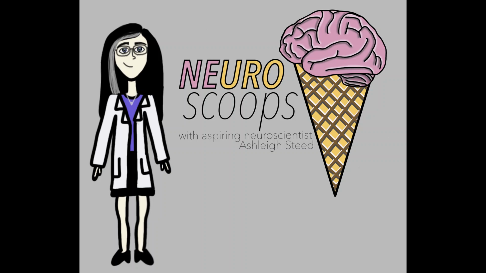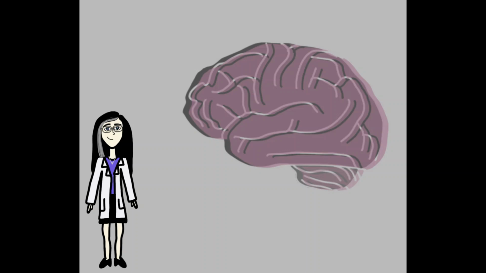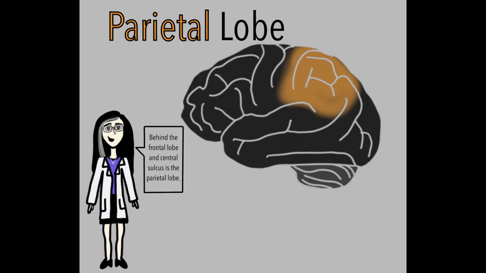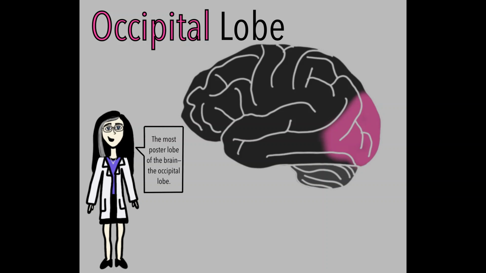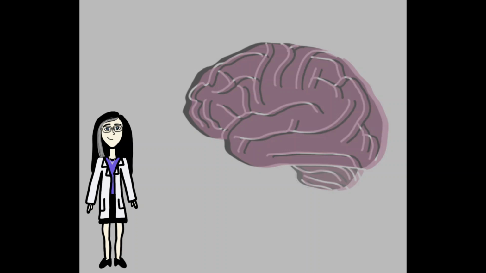This process is known as chunking and is highly effective in learning and memory. Today, for NeuroScoops, I am talking about the lobes of the brain and the basic functions of each. Here are the lobes of the brain. We have the frontal lobe in the front, the parietal lobe just behind that, and in the back, we have the occipital lobe, and on the sides, we have our temporal lobe. Let's zoom into each lobe and learn the basic functions of each.